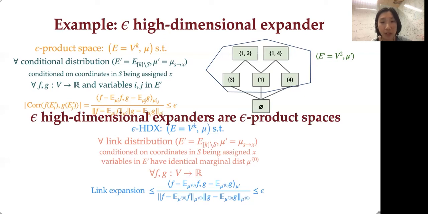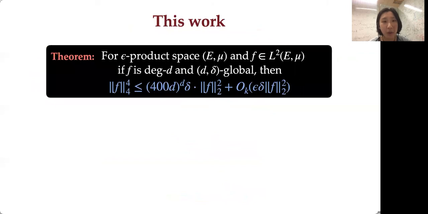Now I'm ready to state the main result of our work. Our main theorem says that for any epsilon product space, E mu, and F of bounded L2 norm over the space, if F is of degree d and satisfies a certain nice smoothness condition, then the fourth moment of F is bounded by 400 times d to the power of d times this delta, our niceness parameter, times the second moment of F, plus some small error terms that are related to epsilon, delta, and F's second moment.